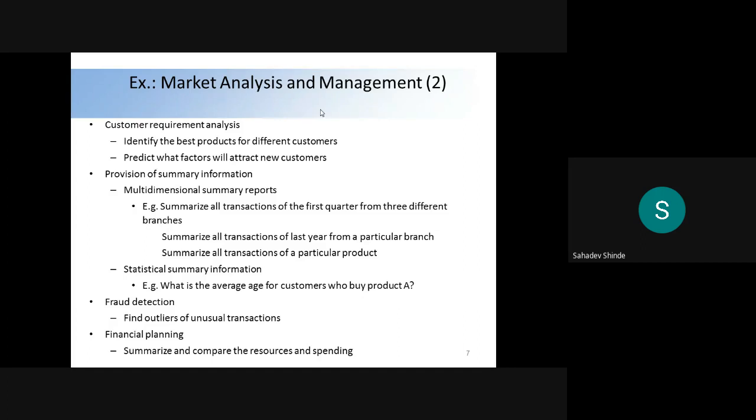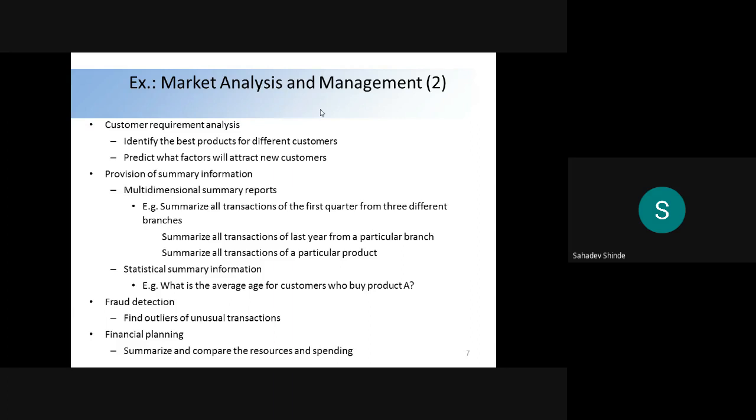And again, we can come up with the statistical summary information. Statistical summary information means, in percentage, how many were sold. For example, what is the average age for customers who buy product A? That also we can make the prediction.